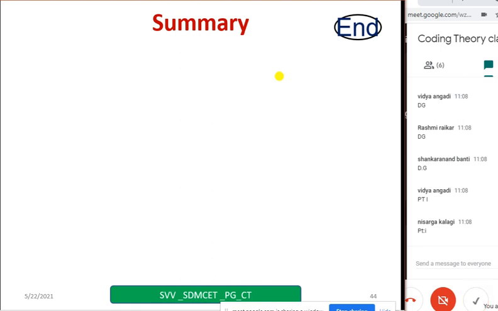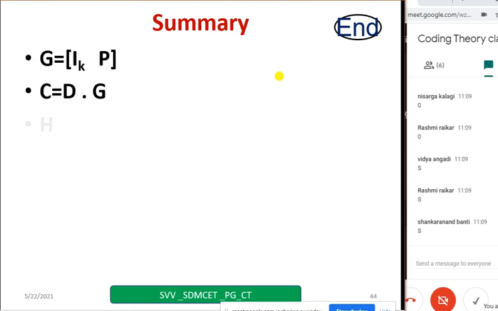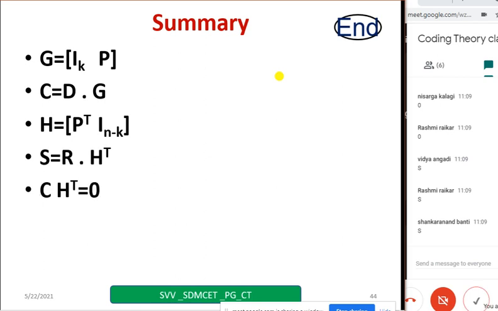And G equal to. G equal to I P, correct. And C H transpose equal to. C H transpose equal to 0, correct. And R H transpose equal to. Yes, okay. And S may be 0 or may not be 0. It depends on whether error has occurred or not. Hope most of you have become expert in these things. And once you remember this, most of the problems will become so easy to solve.